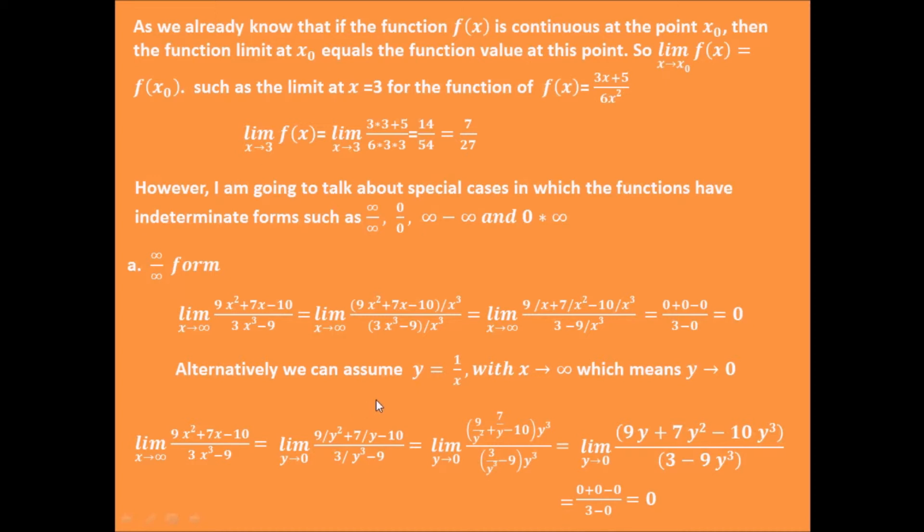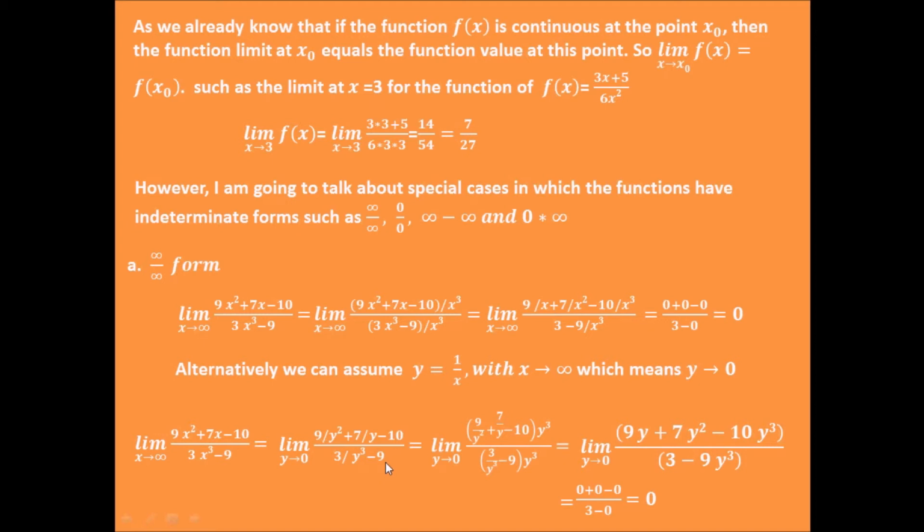Alternatively, we can use y to replace x. For example, you can use y equals 1 divided by x. So with x approaching infinity, which equals y approaching 0, this function will become 9 divided by y squared plus 7 divided by y minus 10, and the denominator becomes 3 divided by y cubed minus 9, with y approaching 0.